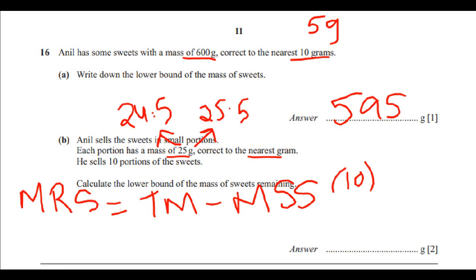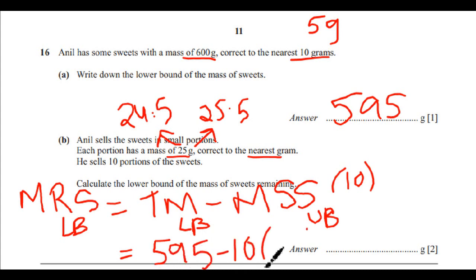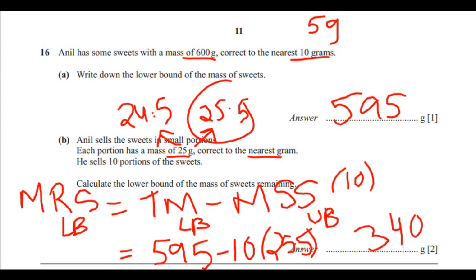So now we need to calculate the lower bound of the mass of the remaining sweets. So we need a lower answer for this, which means we need to choose a lower value for this and an upper value for this. So lower total mass was already calculated in part A, 595, minus portions of 10 and how much each upper bound portion weighs, that is 25.5. So we've used the upper value. So the final answer is 340.